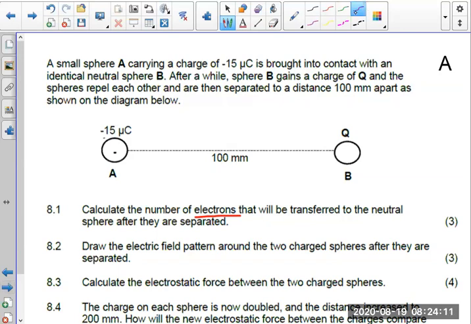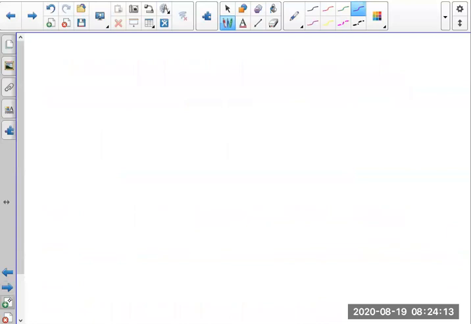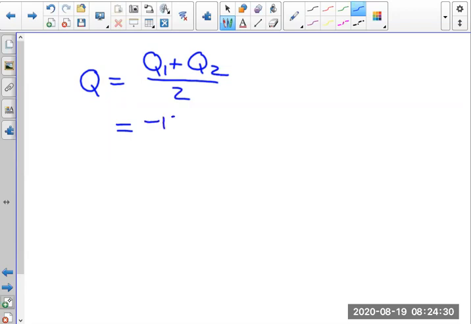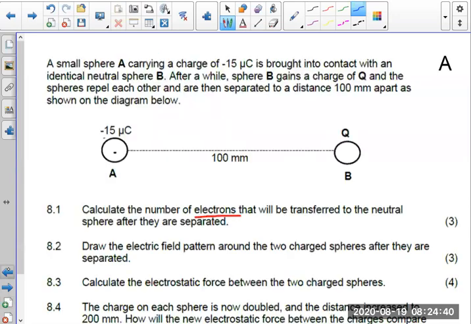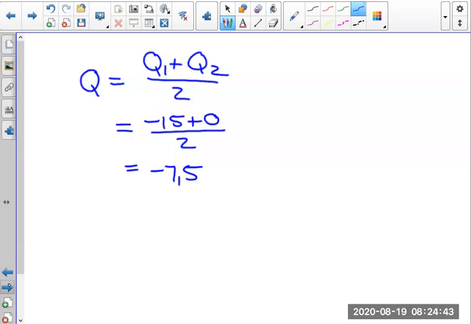Number 1, what do we have? We have 2 charges, so Q equals Q1 plus Q2 divided by 2. One charge is minus 15 and the other one is neutral, so it doesn't have a charge. Divide by 2, which gives us a charge of minus 7.5. I just want to check that they put it in microcoulomb: minus 7.5 microcoulomb on each. So that would be the charge on each.